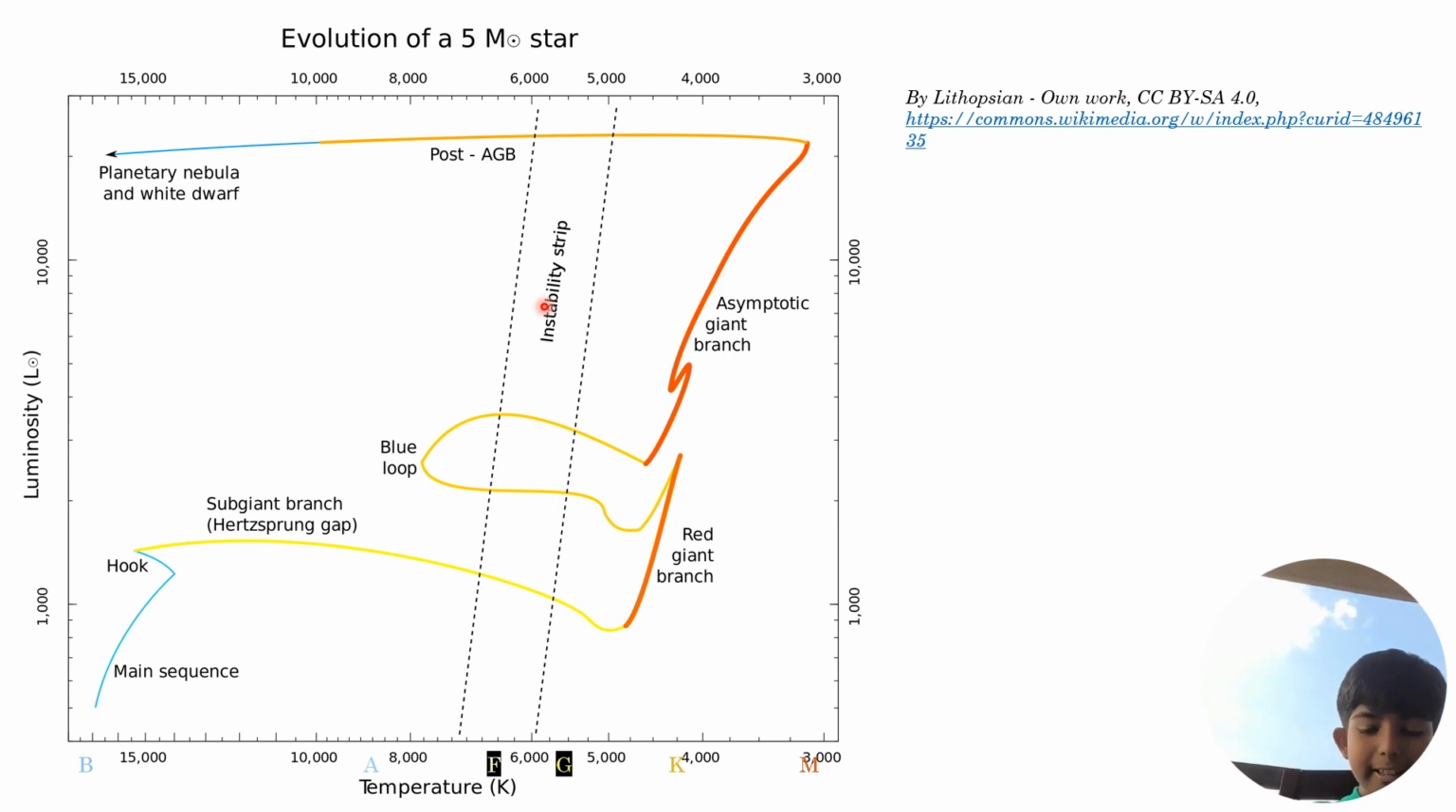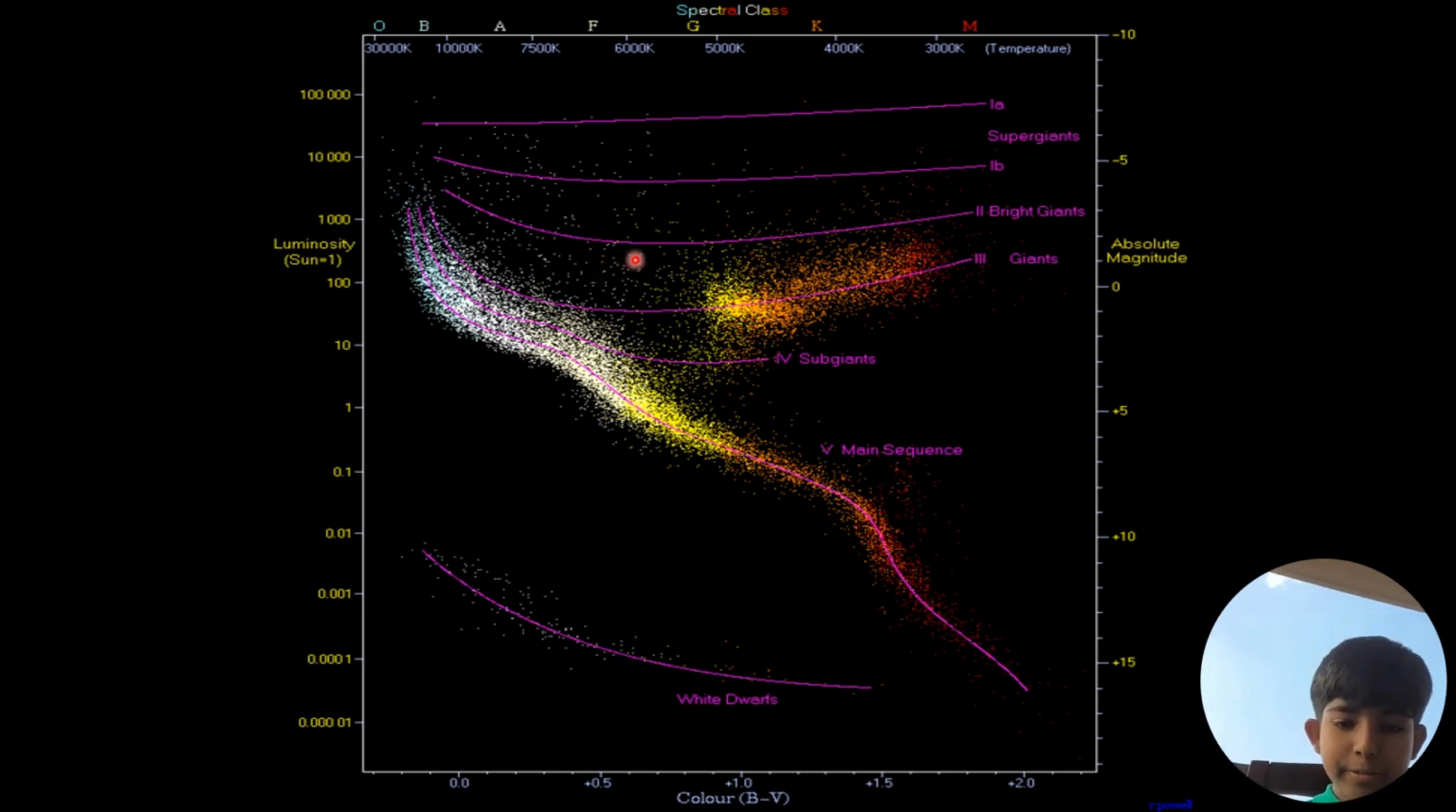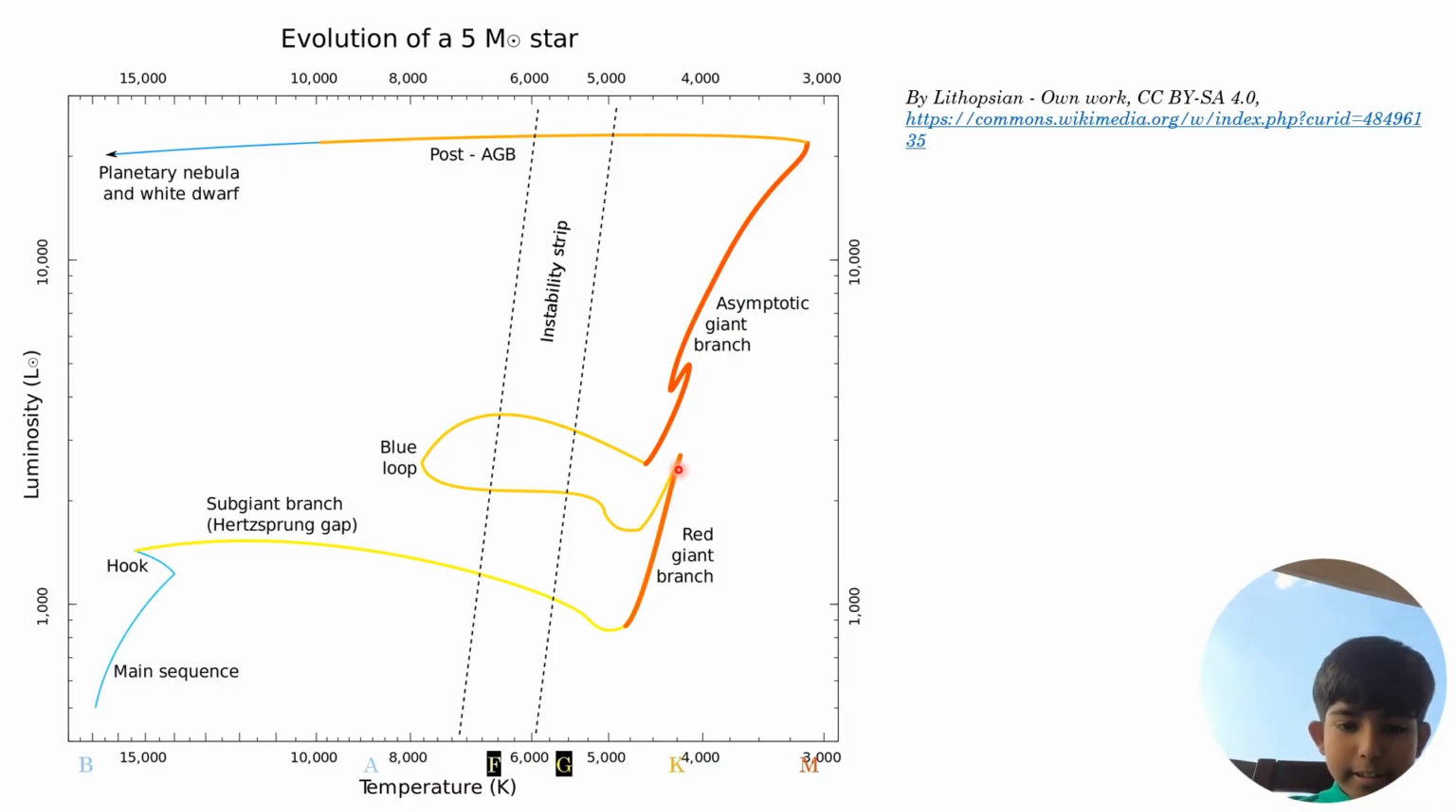It is actually a bright giant according to the Hertzsprung-Russell diagram, which means it's higher than a normal giant because it's actually around 8 solar masses. So you can see Canopus is around here, and it is classified as a bright giant. But you can see from here that when it's coming back in the blue loop, its luminosity is highest at this point, and these might get misclassified as bright giants.